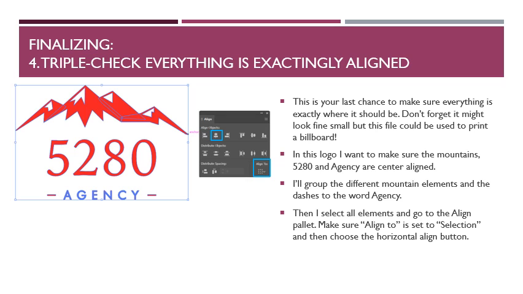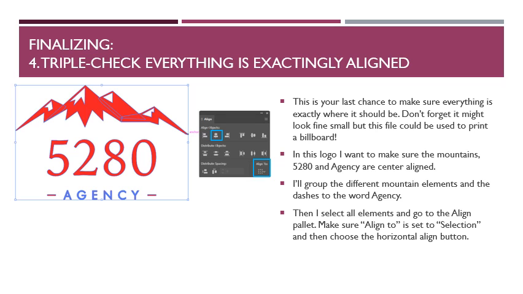Okay, so in this logo, we want to make sure that the mountains and 5280 and agency are all perfectly horizontally aligned, right? It almost looks like agency is not perfectly aligned under 5280. So we're going to change that. You're going to use your align palette, again, under Window, Align. On the bottom right of that palette, it says Align To. You can always align to the artboard, but in this case, we want to align to the actual selection, because we want everything to be aligned to itself.